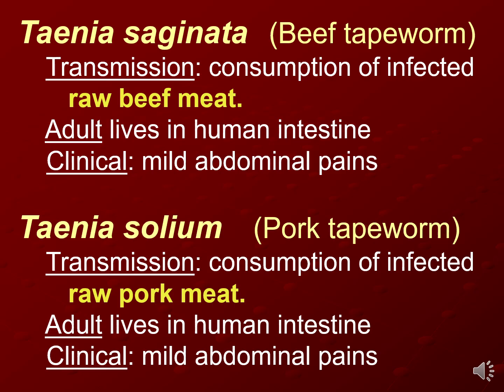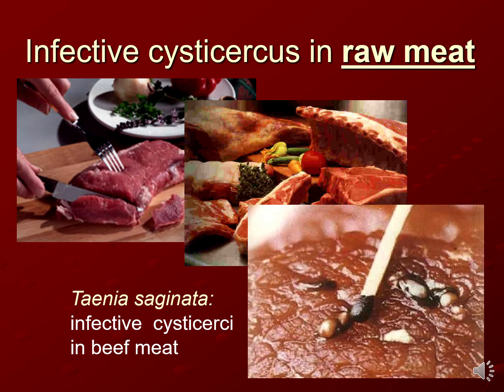Taenia saginata, the beef tapeworm, transmission is by eating raw beef meat. The adult lives in the human intestine with little abdominal symptoms. Taenia solium, from the pork meat, transmission is through raw pork meat. Again, the adults live in the intestines with mild abdominal symptoms. And this is the infectious part for Taenia.